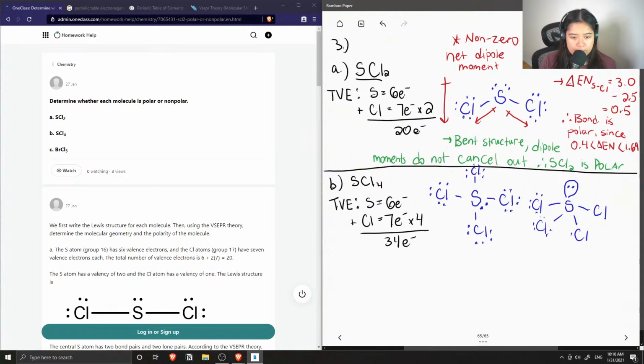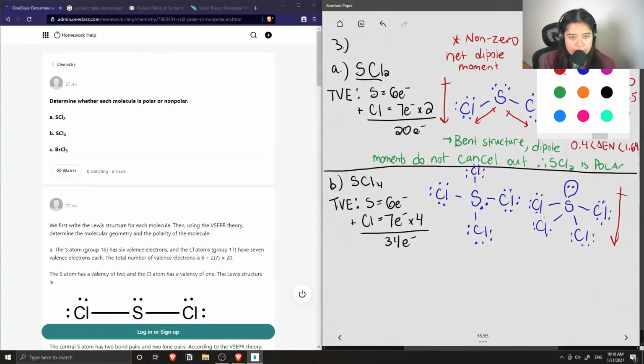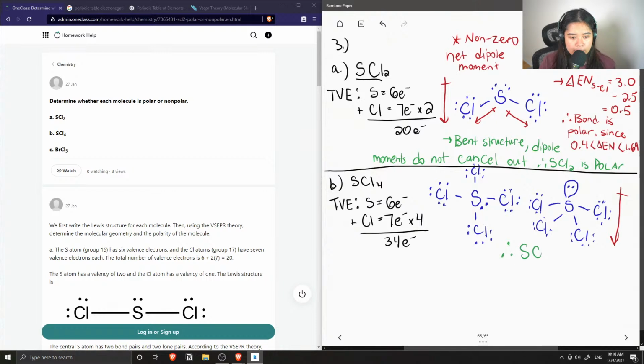And you can already tell that we have a non-zero dipole moment again because of the lone pair on the sulfur atom. So again, the dipole moments do not cancel out. So therefore, this molecule is also polar.